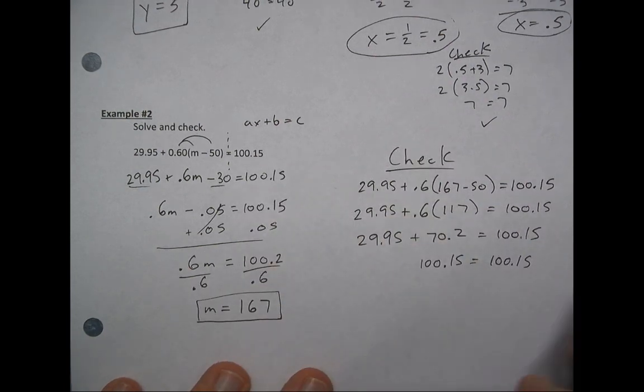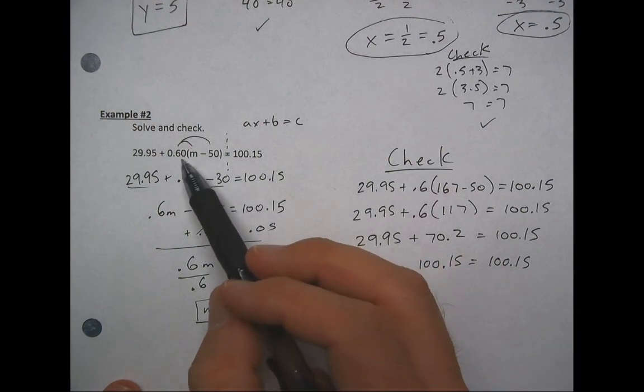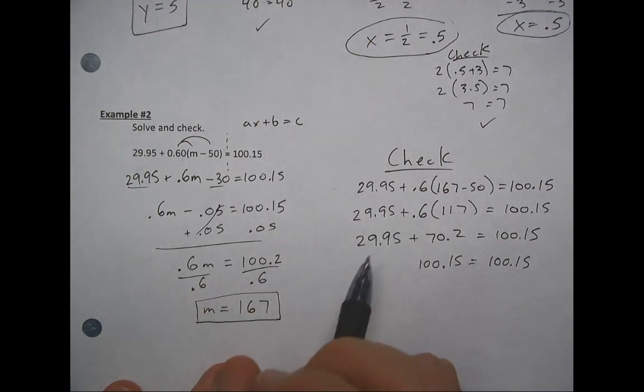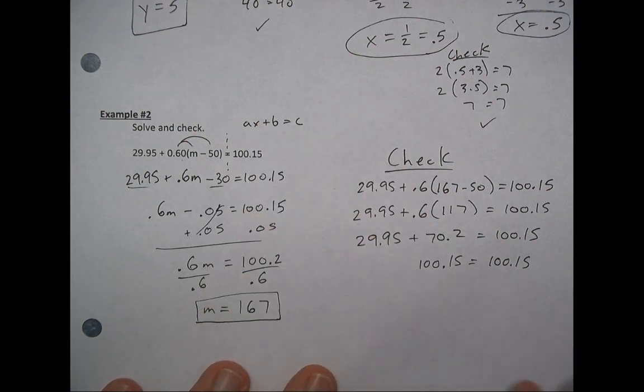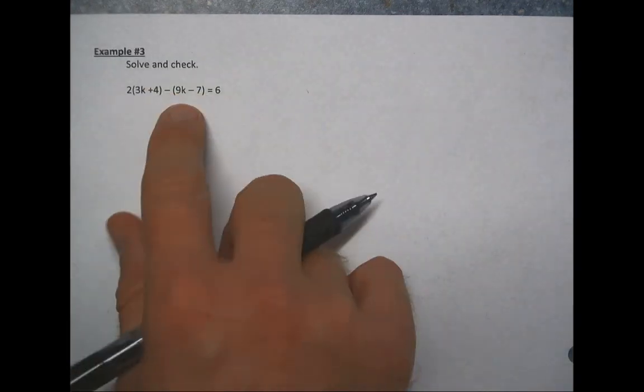All right, so there's some nice work there. The main difference between anything we've done so far is that we just need to distribute and combine like terms first, get it into this ax plus b form, and then run it just like we've been running it. So if you turn it over, one last question, a little bit more involved. We've got more going on here on the left side.